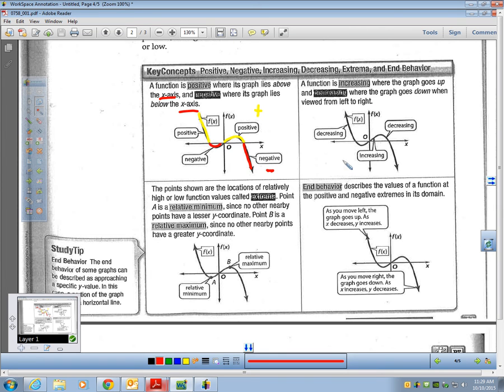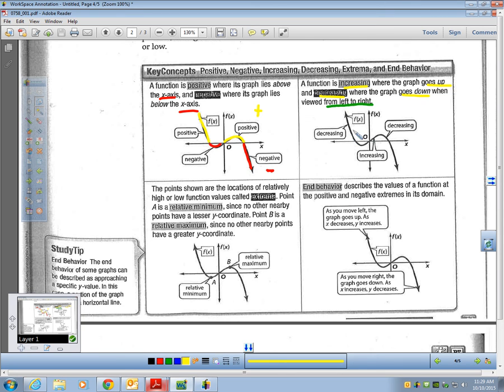A function is increasing where the graph goes up, and it's decreasing where the graph goes down. Now, this is super important. Maybe I should underline this in green. You have to read this from left to right, however, because I always have people ask, well, isn't this going up? No, it's not. Read it like a book.